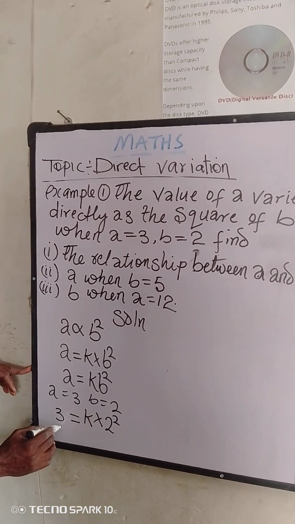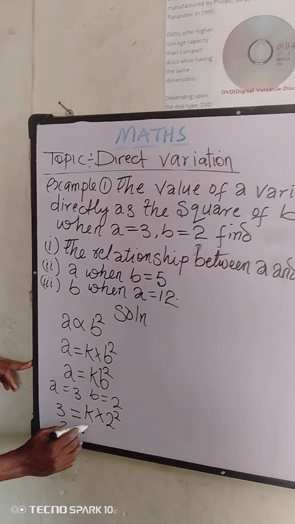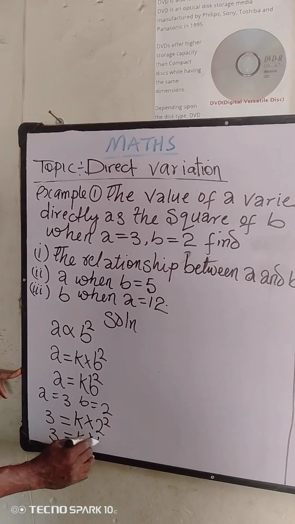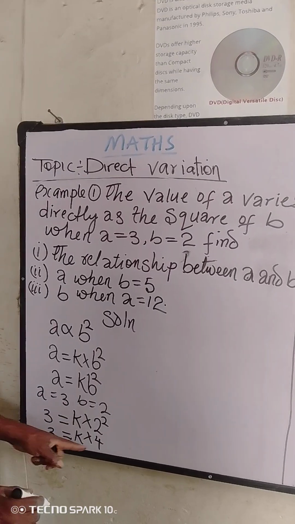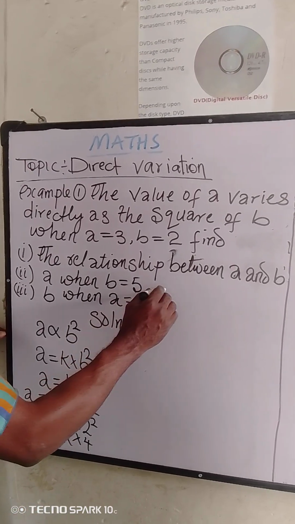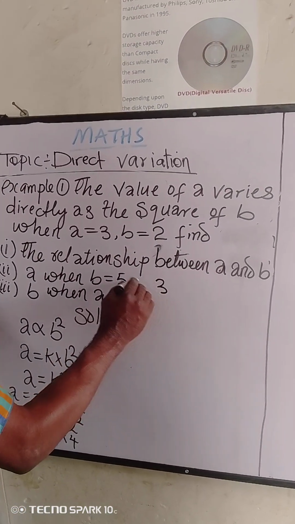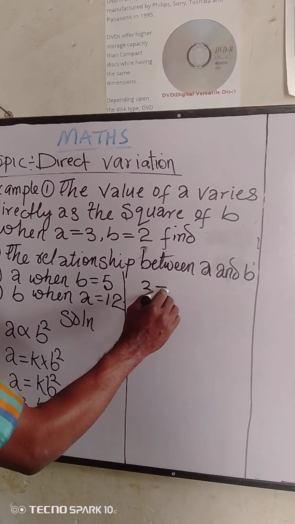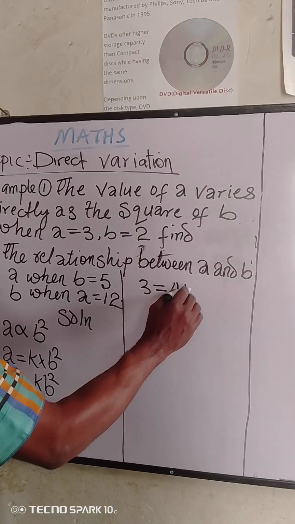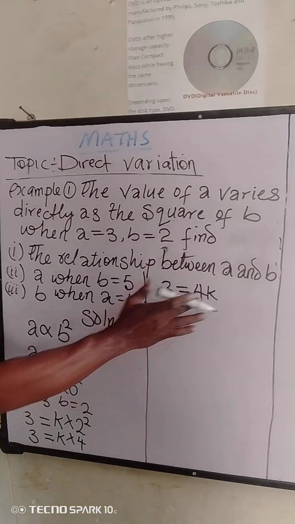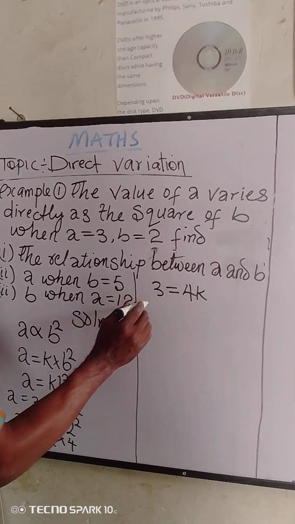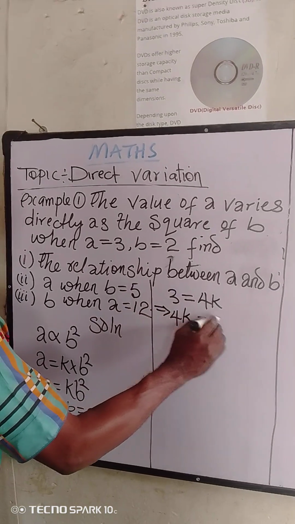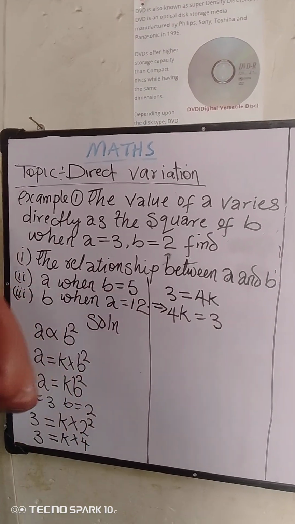To simplify further, I'll have 3 is equal to K multiplied by 2 square, means 2 times 2, which is what? 4. I'll multiply K and 4. And this will give me 3 equal to 4K, because K times 4 will give me 4K. If 3 is equal to 4K, it also implies that 4K is also equal to what? To 3. So we are looking for the value of K.